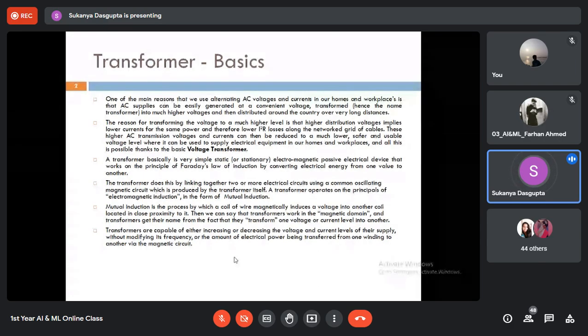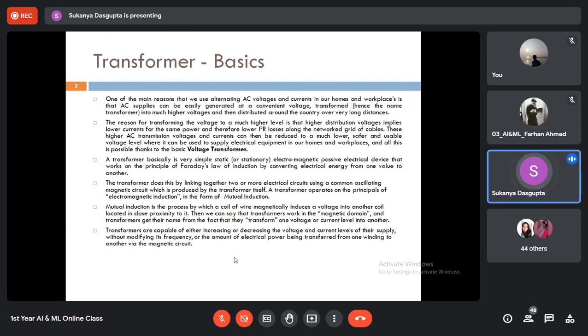right? So a transformer is basically a simple static or stationary device, definitely an electrical device. Why is it called a stationary or static device? Because it doesn't contain any rotating parts like other machines, DC machines, synchronous machines, where rotating parts are available along with the stationary parts. But in a transformer, there are no rotating parts. It contains only two windings wrapped around a suitable core.